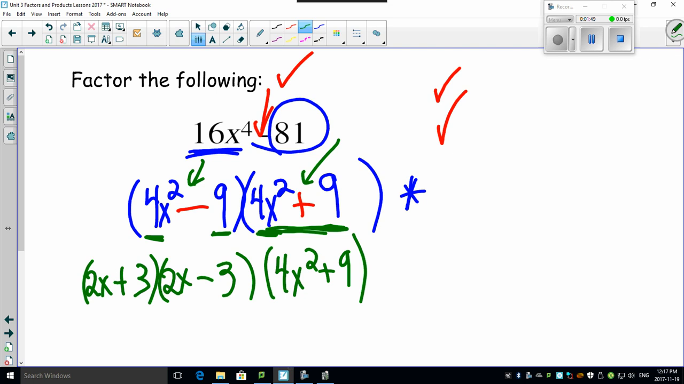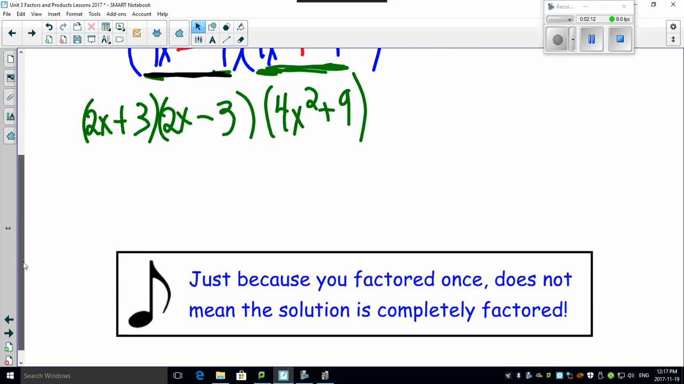It's done. So one of the things that you have to look for, what are some telltale signs that you're going to do multiple factorizations? Well, one of the big things is look for the x to the 4. That's your telltale sign right there that something's up. You might have to do multiple factorizations. And then look for the pattern like we found here, with that being a difference of squares again. So here's the big note: just because you factored once does not mean the solution is completely factored. Keep your eyes open. Look for things like difference of squares.